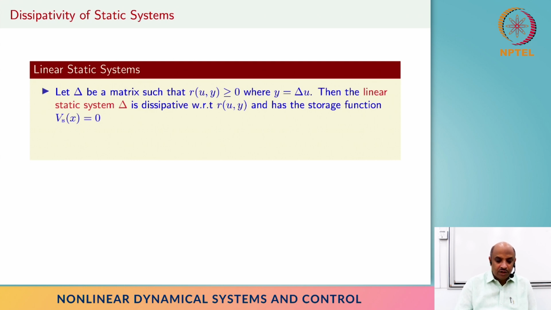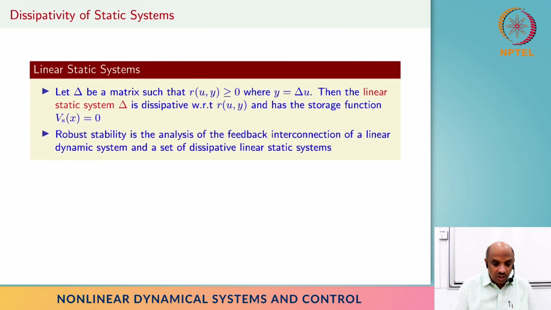So we can think of this delta being dissipative if it satisfies this dissipative inequality, right? If r of u comma y, where you take that y and put delta u, satisfies greater than or equal to 0, then we say that delta is dissipative with respect to supply rate r of u comma y, okay? In this particular case, you have the inequality r of u comma delta u greater than or equal to 0. It's a fairly straightforward inequality to check, typically.